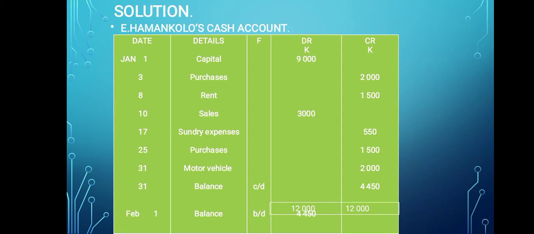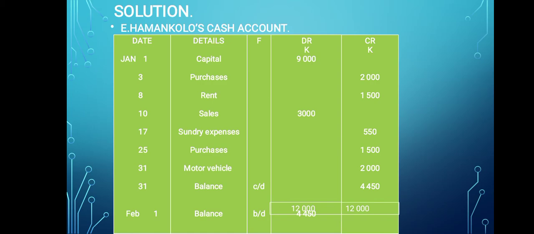Then sales. When you make a sale, it means you are receiving cash. Is that clear, Nkandu? Are you following me? When you make a sale, meaning a customer is giving you cash in exchange for the goods. You buy a pen, I give you the pen, and you give me the cash. So meaning I am going to debit my cash account because I am receiving money from Nkandu. Is that clear?